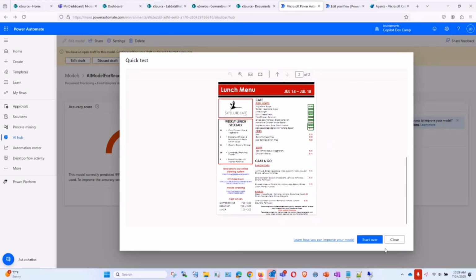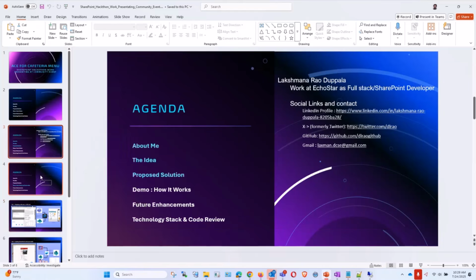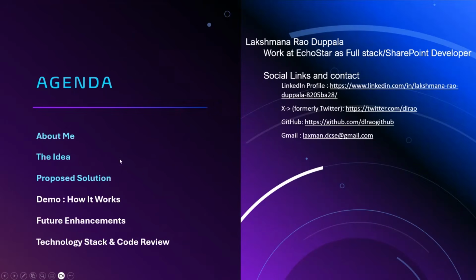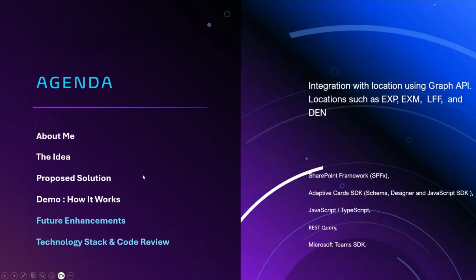So yeah, let me go back to the presentation. I think this is done. Future enhancements: like I said, we have several locations. Right now the solution I have implemented is for the EXP location, which is the headquarters. But we have several other locations, and they have their own cafeteria locations. So my plan is to incorporate all of those.